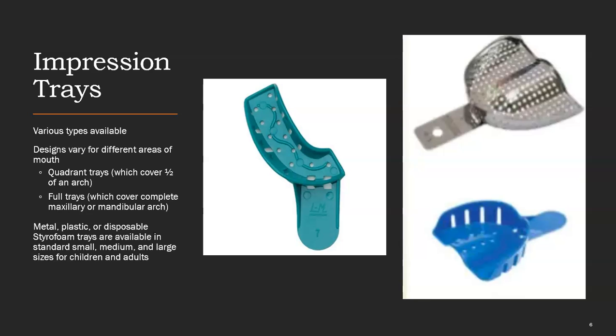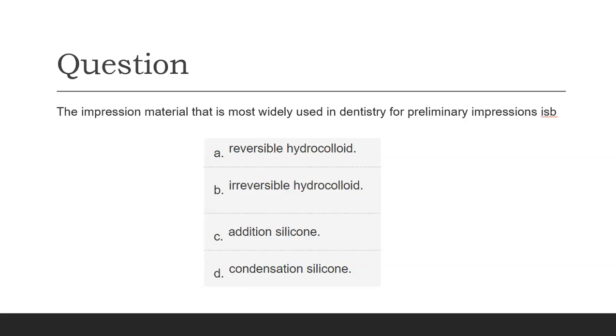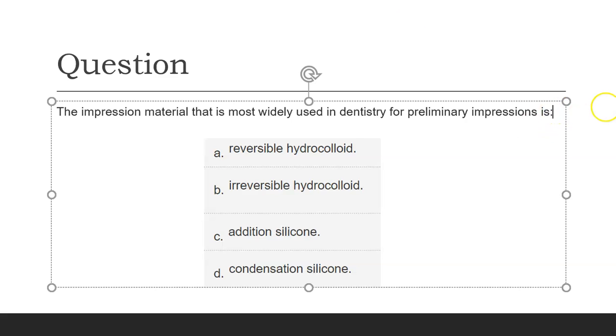So here is another question for you. The impression material that is most widely used in dentistry for preliminary impressions is reversible hydrocolloid, irreversible hydrocolloid, addition silicone, or condensation silicone. The answer is B, irreversible hydrocolloid. And what does that mean? Irreversible means that once the alginate has set, you can't get it back to a liquid setting. Once it's set, it's set.